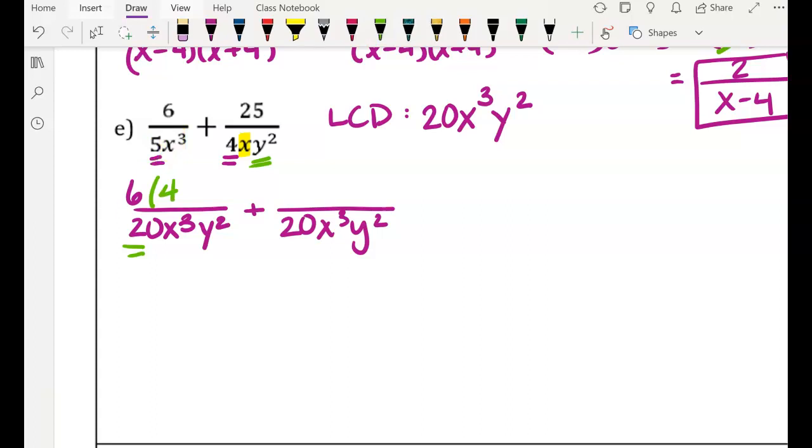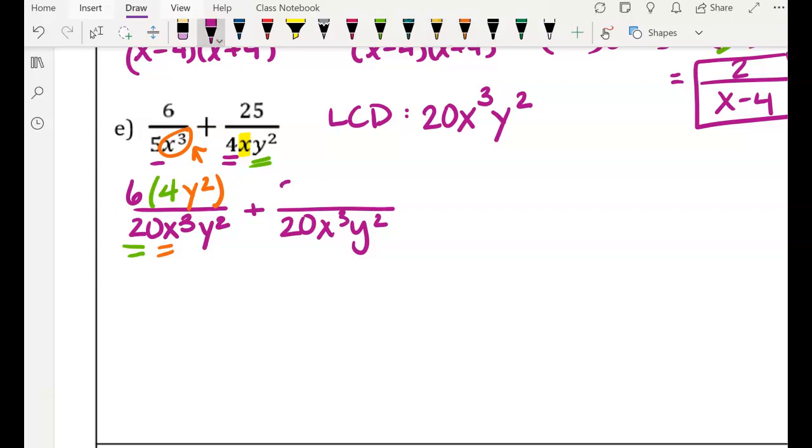We have an x to the third already, students, to begin with, and we have an x to the third here. So no need to multiply any more x's on this first numerator. But this one does not have any y's, and we have a y squared. So we will multiply this numerator by y squared to match what we multiplied to the bottom. Similarly for the second denominator and second numerator.